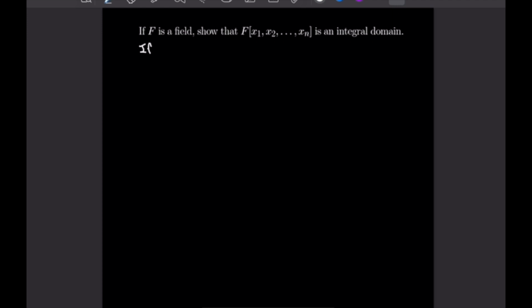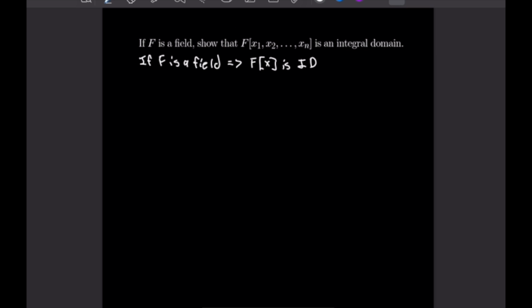So for this next result, we want to show that if F is a field, then F adjoin x1 through xn is an integral domain. And so this is actually kind of a corollary to a result that Michael proved in one of the lecture videos before this example video. And so what he proved is that if F is a field, that implies that F adjoin x is an integral domain. And so one of the things to note about this proof is that F being a field means that it is also an integral domain. So that's kind of in the background there.